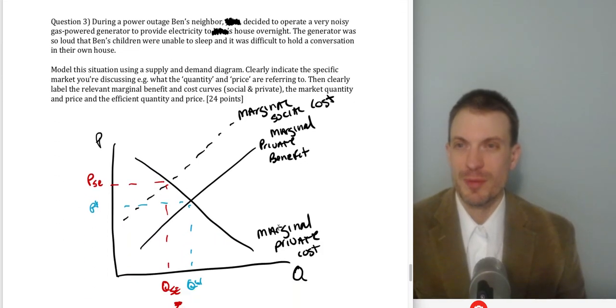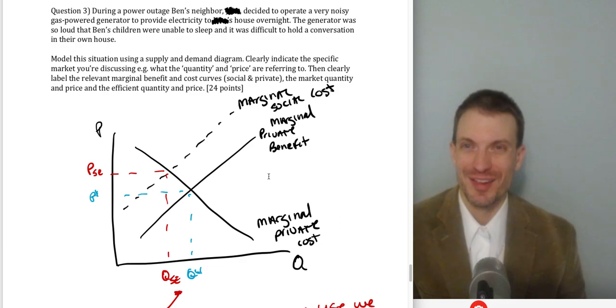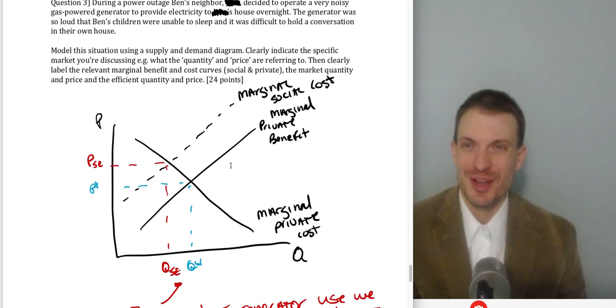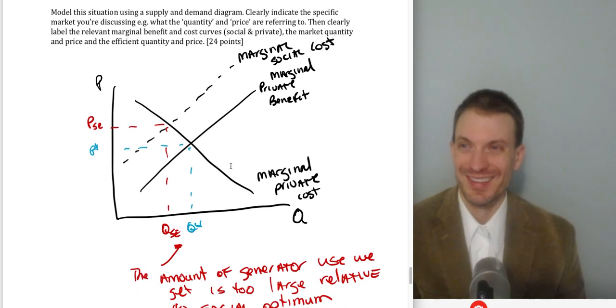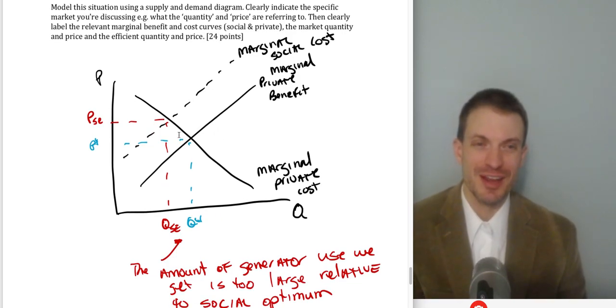Okay, so during a power outage, my neighbor decided to operate a very noisy gas-powered generator to provide electricity. The generator's so loud, kids were not able to sleep, difficult to talk. Model the situation, use a supply-demand diagram. Here, this is a negative externality, right?